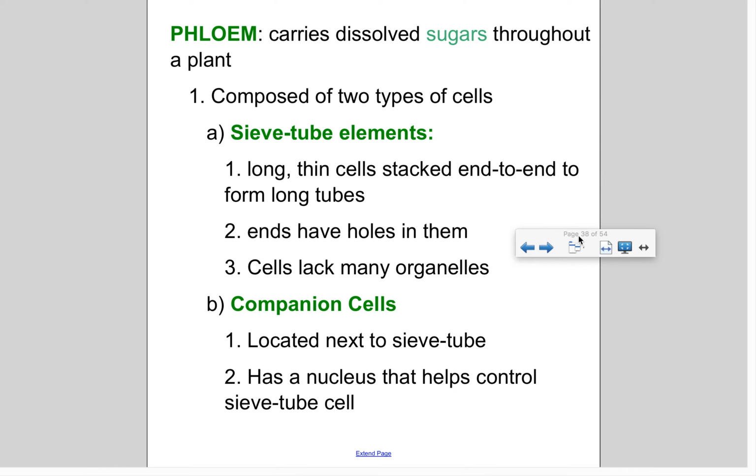Sieve tube elements are long and thin. They form really long tubes. There might be some holes in them. These cells don't have a lot of organelles, tiny little organs to carry out some of the processes, so you need a companion cell to carry out those functions. Companion cells are located right next to these sieve tube elements to help control the sieve tube cell, like when to divide, what kind of nutrients it needs, if it needs some energy, and so on. The companion cells help out the sieve tube elements because they don't have a lot of organelles.